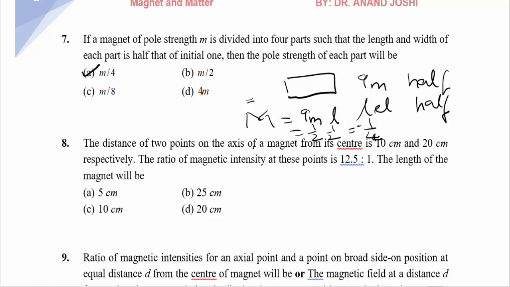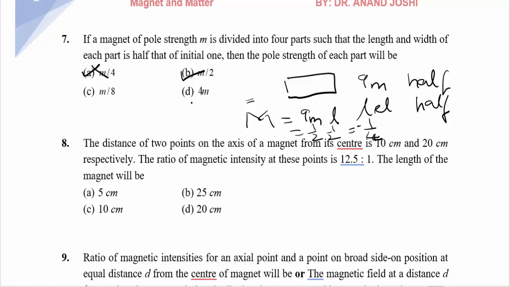So how did I get this answer? Look once again, a magnet of pole strength m is divided into 4 equal parts. The length and width of each part is half. Pole strength becomes half, length also becomes half. Totally magnetic moment becomes 1/4, means m by 4. Sorry, pole strength is asked, not magnetic moment. So I wrote it for magnetic moment. So pole strength becomes M by 2.